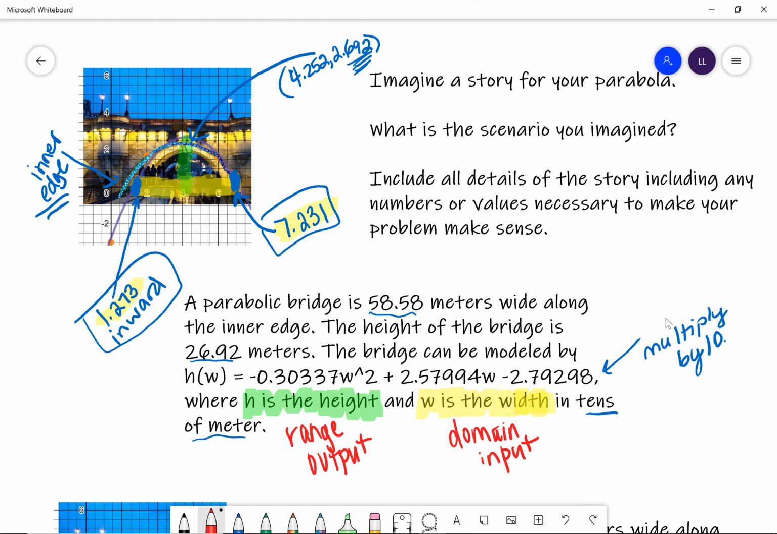And so now I've defined my domain and my range. I'm ready to go off to the next problem. Look out for the next video.